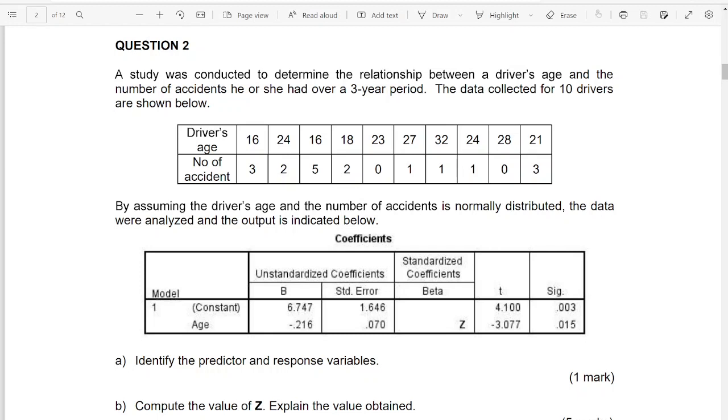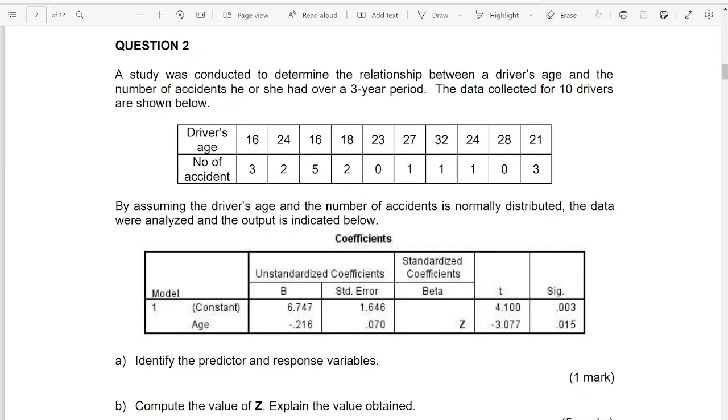Okay, right, so this is the data that you have. In this case, a study was conducted to determine the relationship between a driver's age and the number of accidents he or she had over a 3-year period. The data collected for 10 drivers are shown below, with the driver's age and the number of accidents occurred for the drivers. By assuming that the driver age and the number of accidents is normally distributed, the data were analyzed and the output is indicated below.